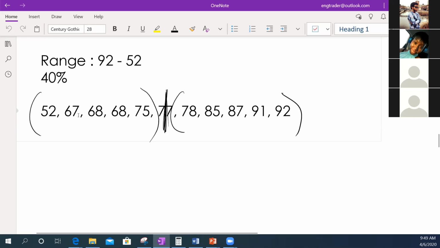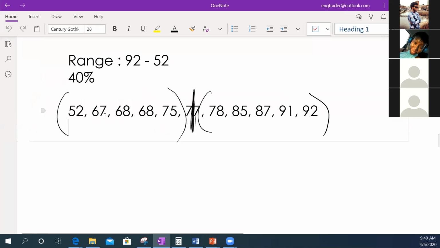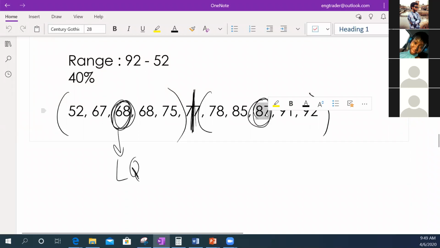Right, good. So in this case now, as you can see, we have an odd number on this side. So the center number, or the median of this half, is 68. And this 68 represents the lower quartile. If you look at the next half, the central number or the median of this half is 87. And that tells us the upper quartile.